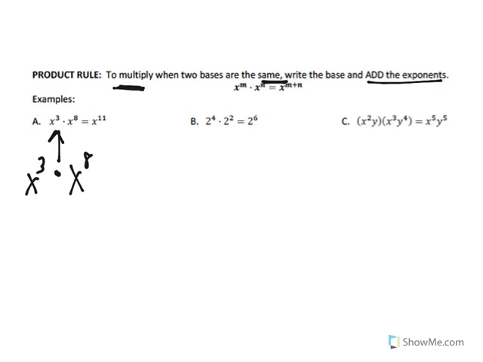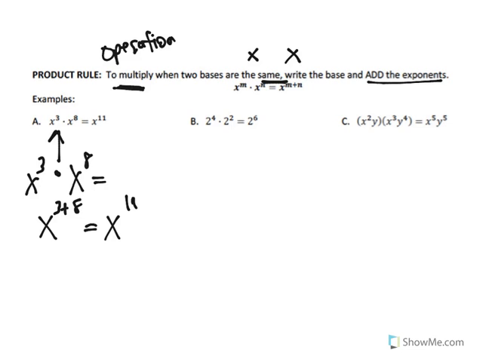So if we have x to the 3rd times x to the 8th, we add the exponents and we get x to the 11th. So the important part to remember here is the operation needs to be multiplication and the bases need to be the same. Then you can add the exponents.